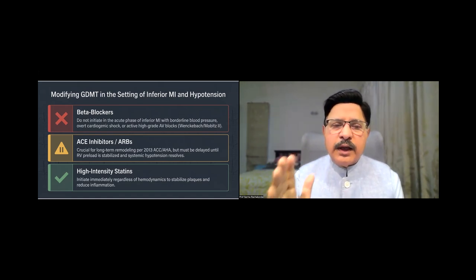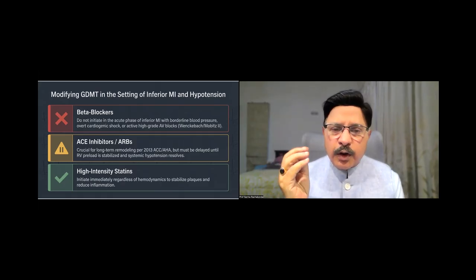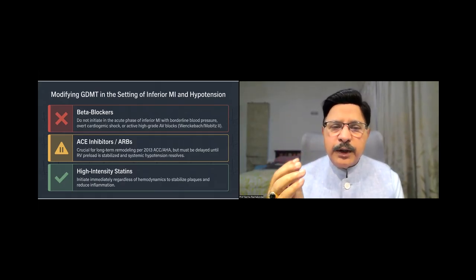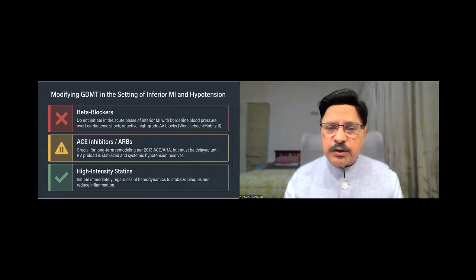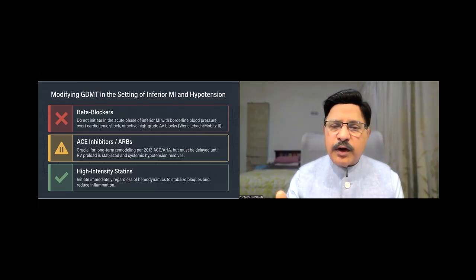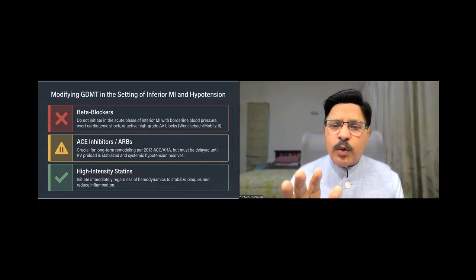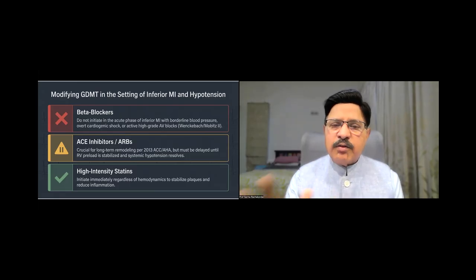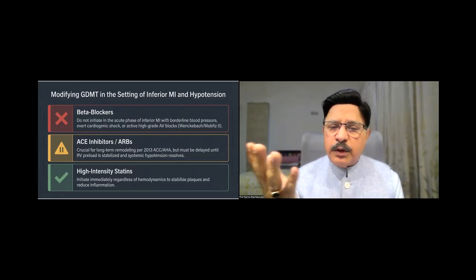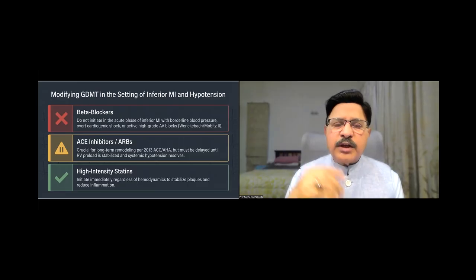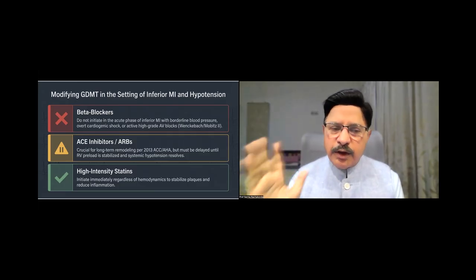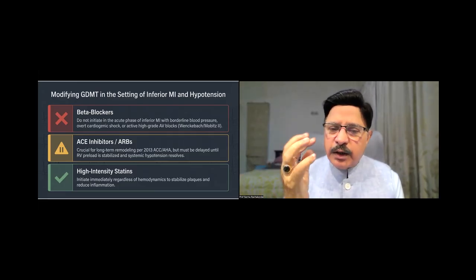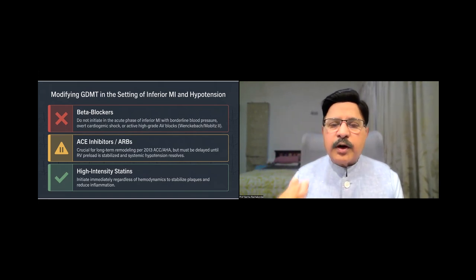ACE inhibitors, ARBs must be given, crucial for long-term remodeling, but must be delayed until the RV preload is stabilized and systemic hypotension resolves. In the presence of RV infarct and hypotension, hold ACE inhibitors for 24 hours. Once the hypotension is corrected and RV preload is stabilized, then you can put them on ACE inhibitors. Which ACE inhibitor? Ramipril is the best drug available as of date. A high-intensity statin, 80 milligrams of atorvastatin, preferably 40 milligrams of rosuvastatin, must be started.